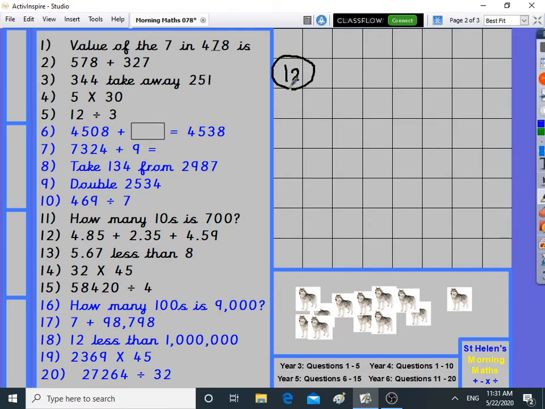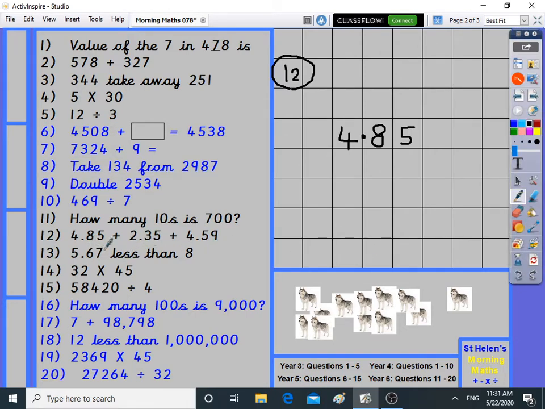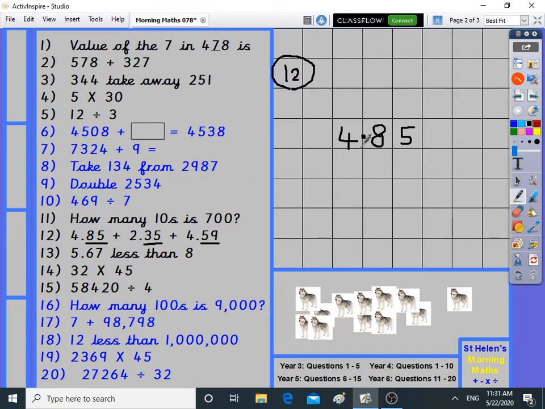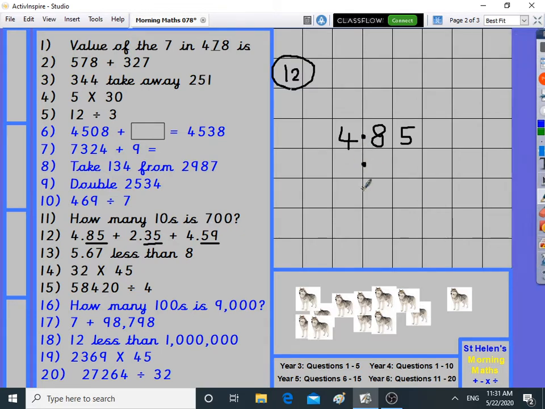And we're on number 12. So 4.85. First of all, we're adding 3 decimals here. They all have 2 decimal places, don't they? That's not very good underlining. 2 decimal places there, 2 decimal places there, 2 decimal places there. What that means is 2 digits after the point. They've all got 2 digits after the point, which means it's going to line up nicely.